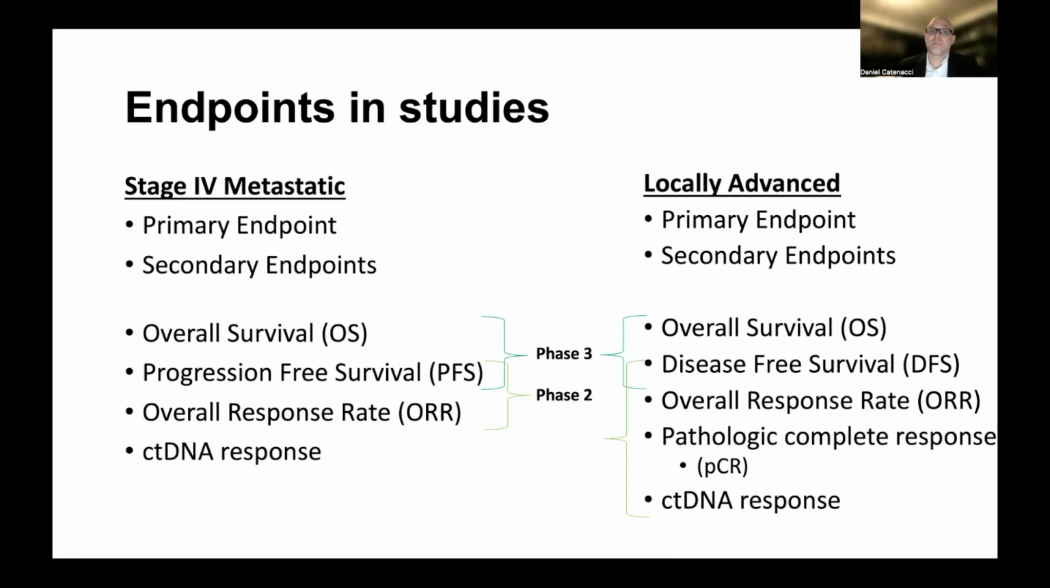However, it takes a little bit longer to observe that result compared to an earlier endpoint. Earlier endpoints, also called surrogate endpoints, are endpoints that may help predict the overall survival. And so examples of those would be progression-free survival, how long the therapy works while it's being given. In the curative setting, it would be disease-free survival, how long a patient doesn't have any evidence of cancer after curative intent therapy.